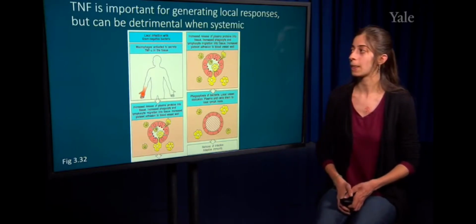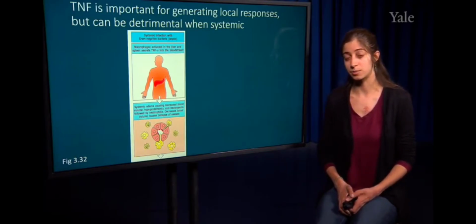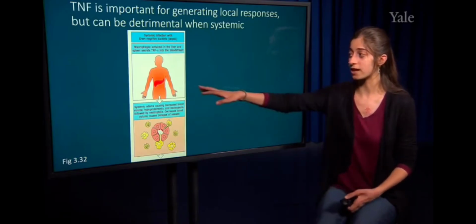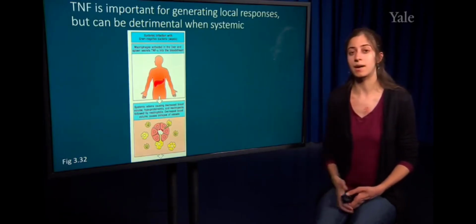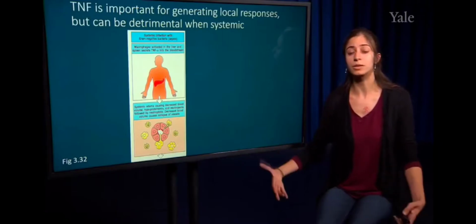However, if you get systemic activation of macrophages to produce TNF, or macrophages in circulatory sites like the liver or the spleen become activated to induce TNF, you can actually result in systemic-wide increased permeability of blood vessels, causing severe edema, decreased blood volume, neutropenia followed by neutrophilia, as well as the collapse of blood vessels as all of the fluid leaks out of the blood vessels due to the increased permeability.